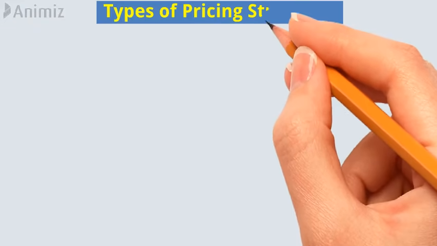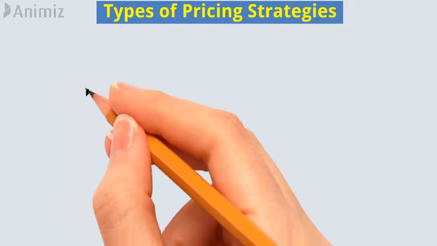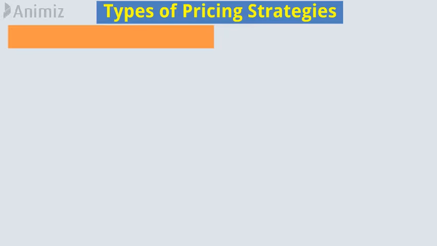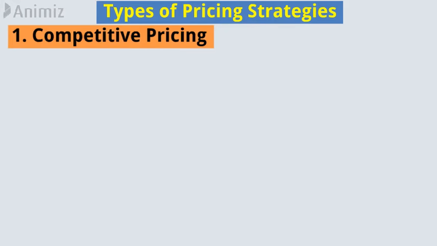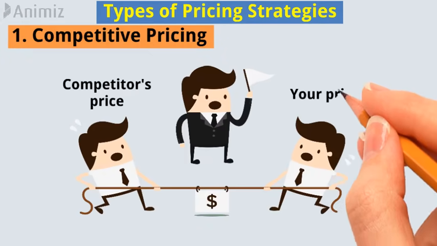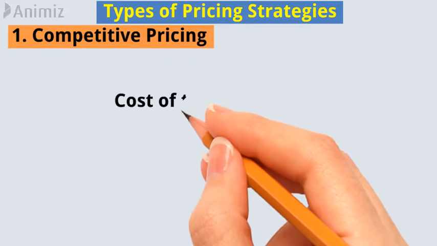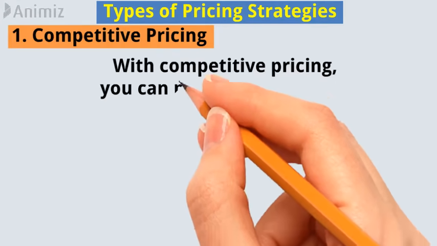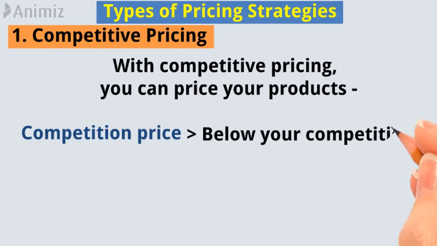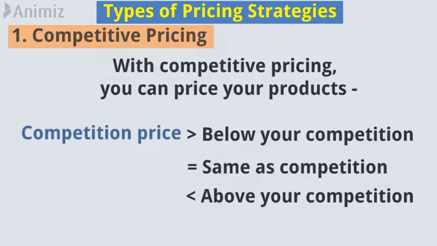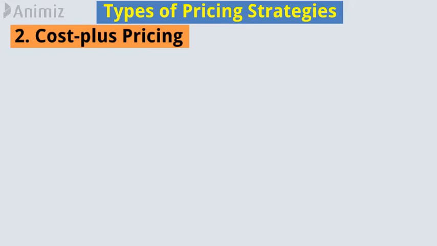Now come to types of pricing strategies. Let's discuss different types of pricing strategies. Number 1. Competitive pricing. A competitive pricing strategy uses the competitor's prices as a benchmark. Cost of their product or consumer demand doesn't take into account in this pricing strategy. With competitive pricing, you can price your product slightly below your competition, the same as your competition, or slightly above your competition.